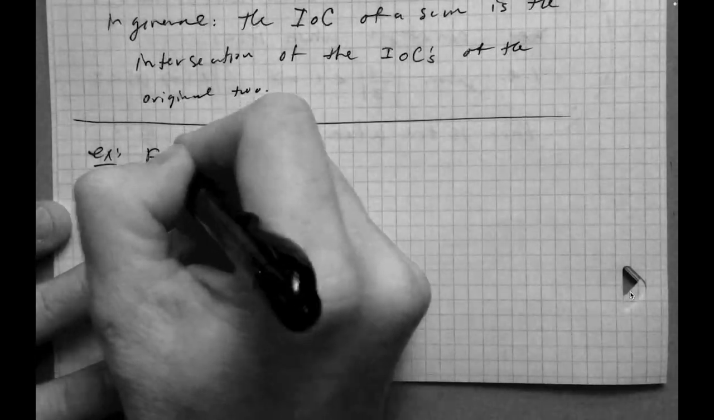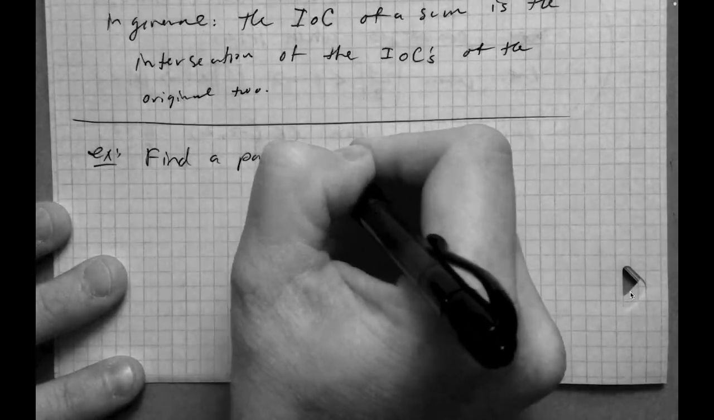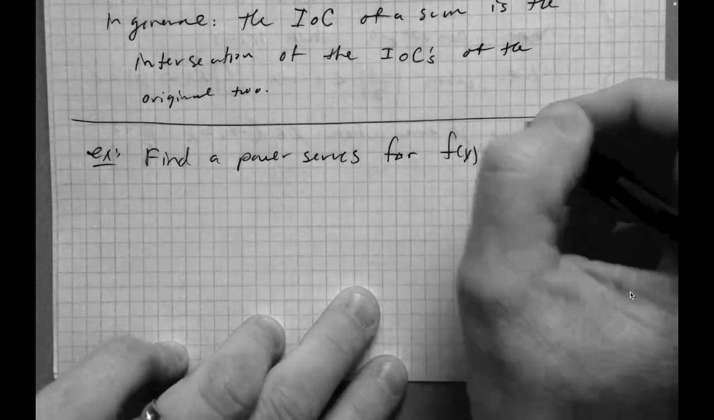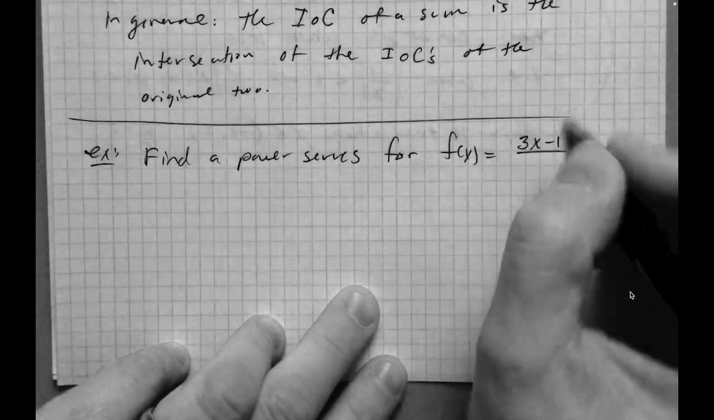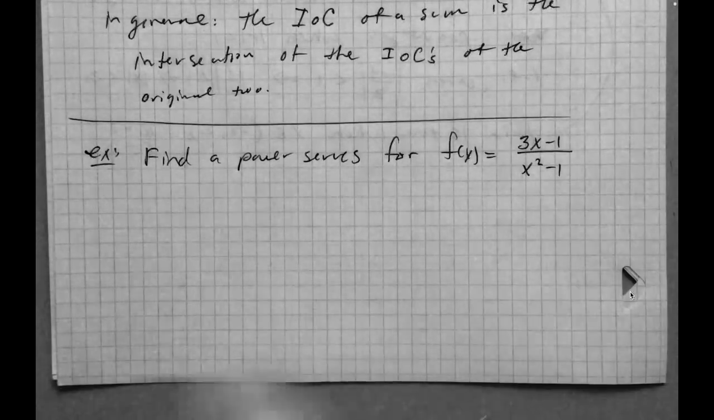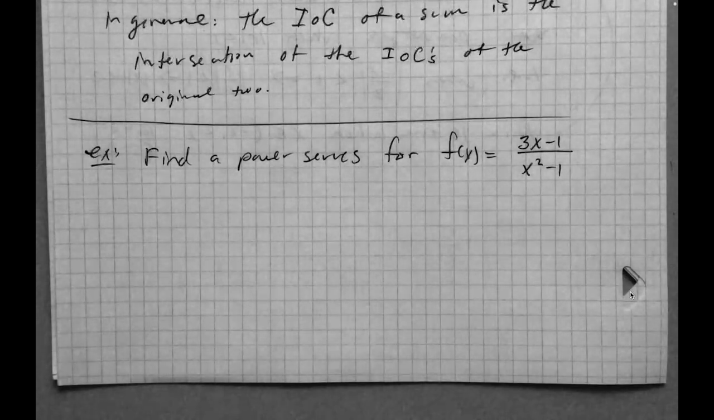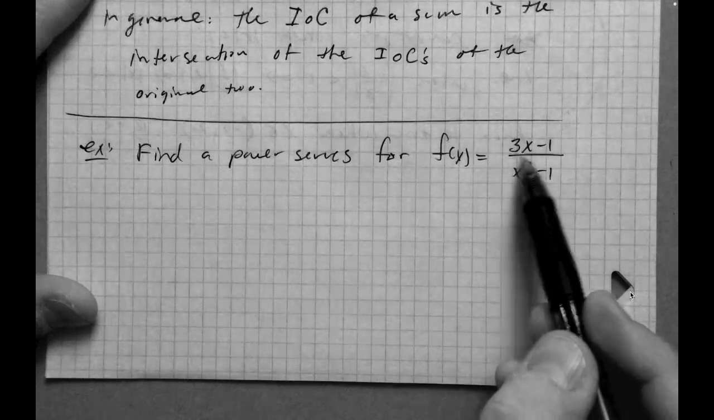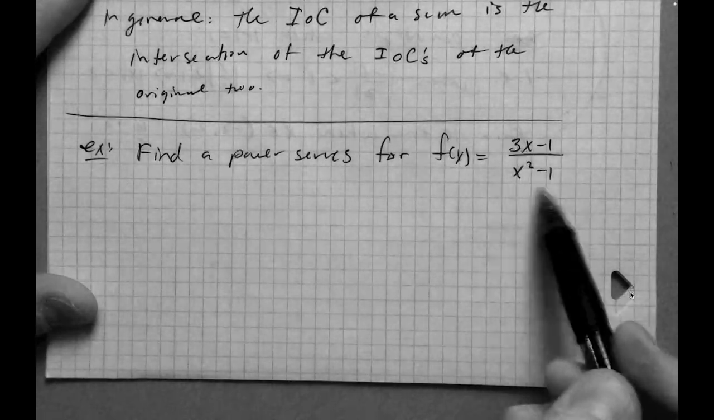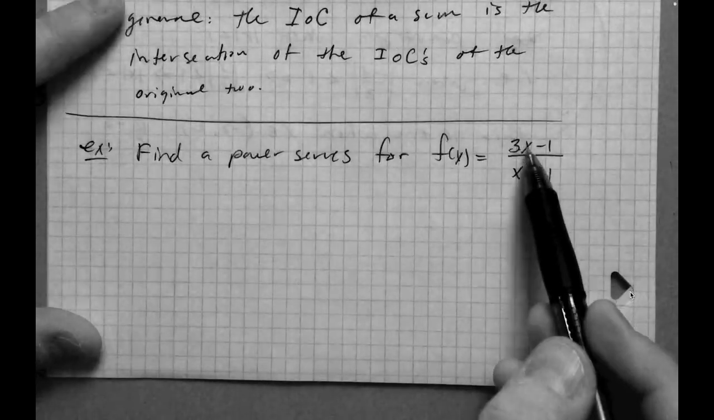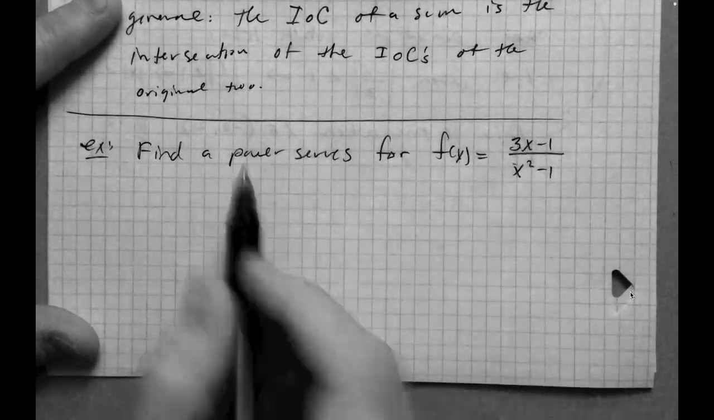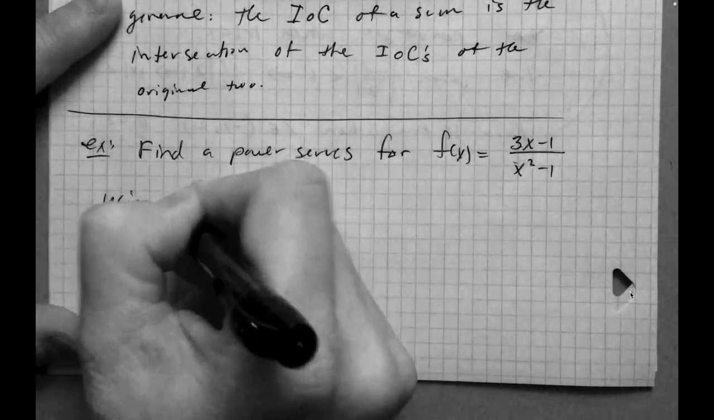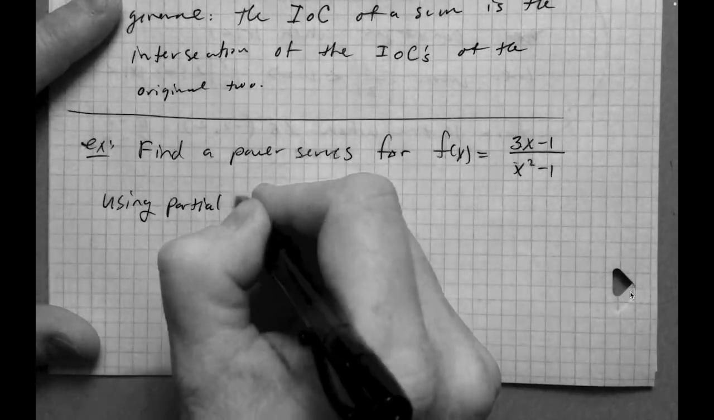Let's find a power series for f of x equals 3x minus 1 over x squared minus 1. Now you can look at this and notice pretty quickly that it's basically a polynomial on top and bottom, but the degree is higher, and it's actually a squared polynomial on the bottom. And so this is a good candidate for partial fractions, like a partial fraction decomposition.